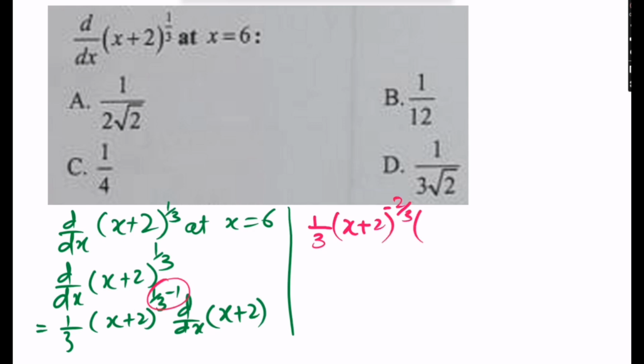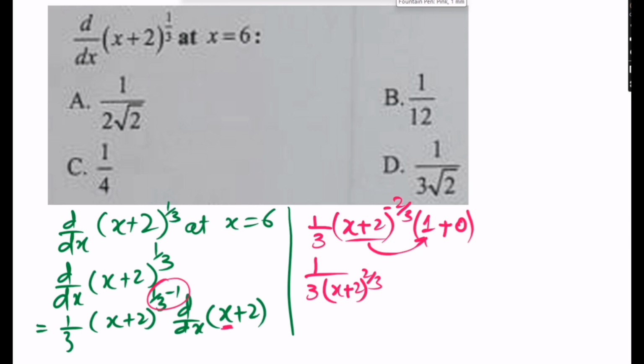The derivative of x is 1, the derivative of 2 is 0. So then it is 1/3 (x + 2)^(-2/3). Now we must know that this is all multiplied by 1, so that doesn't make any difference. So this is the derivative. This is the derivative of the given power function.